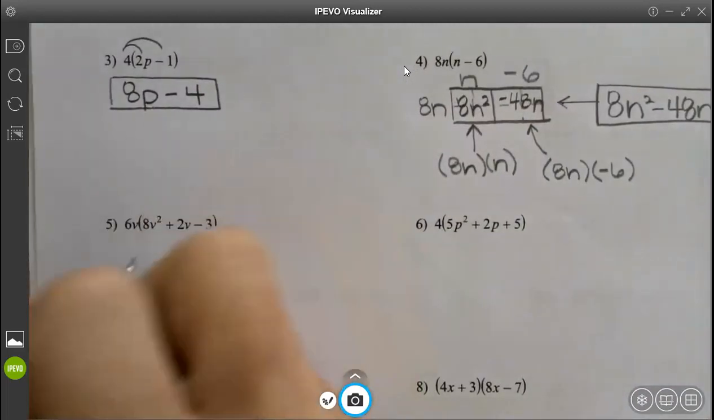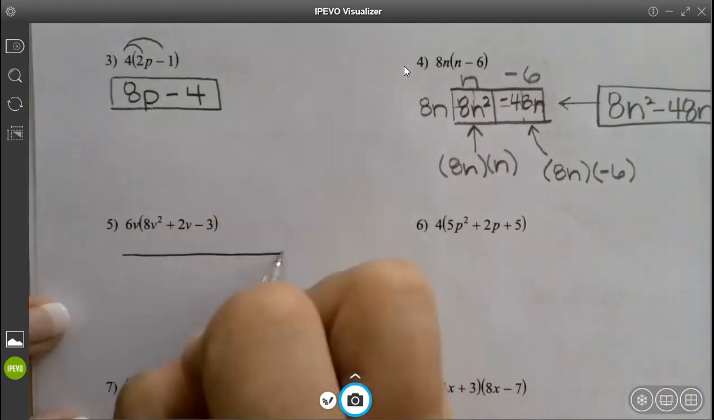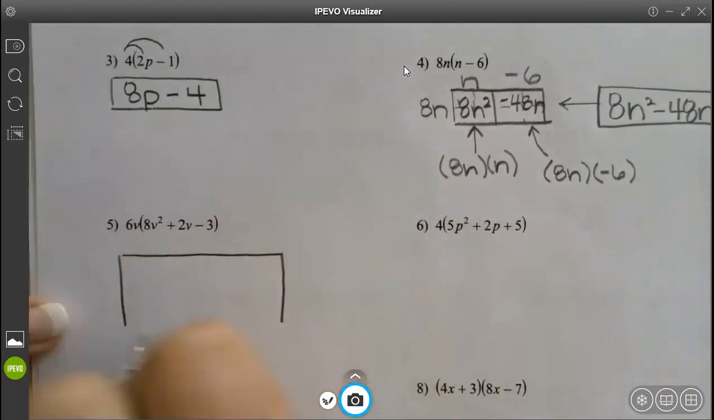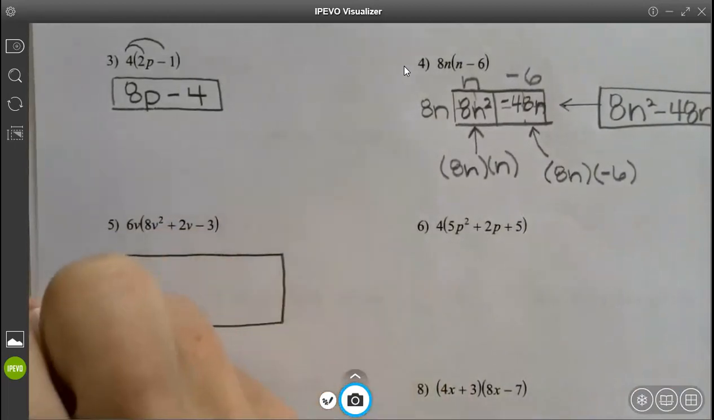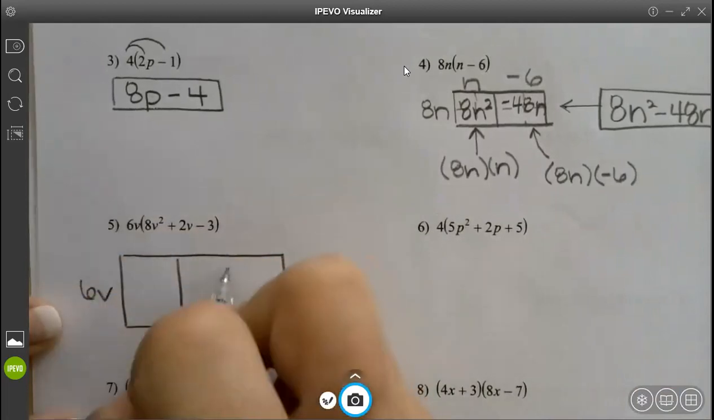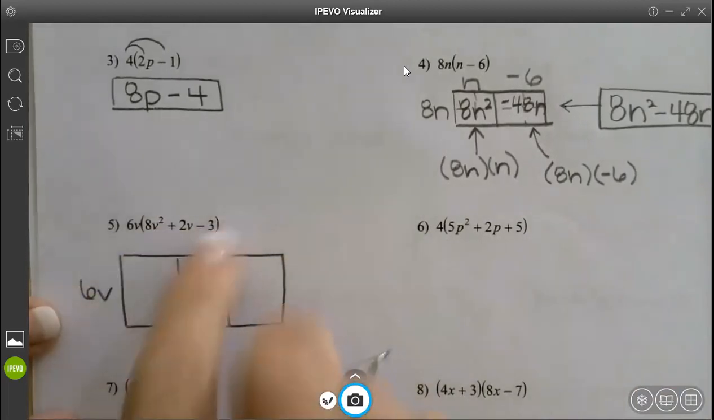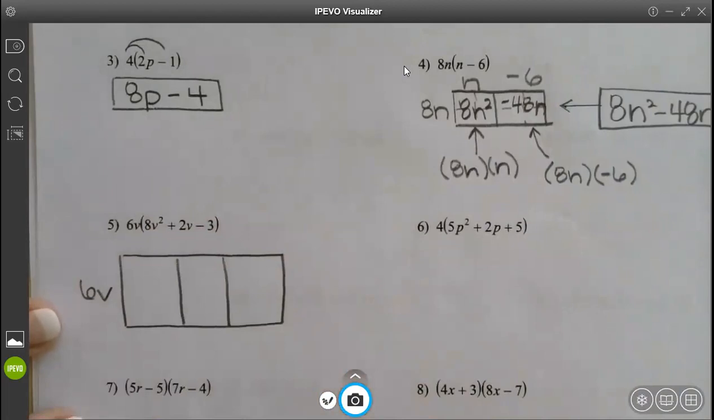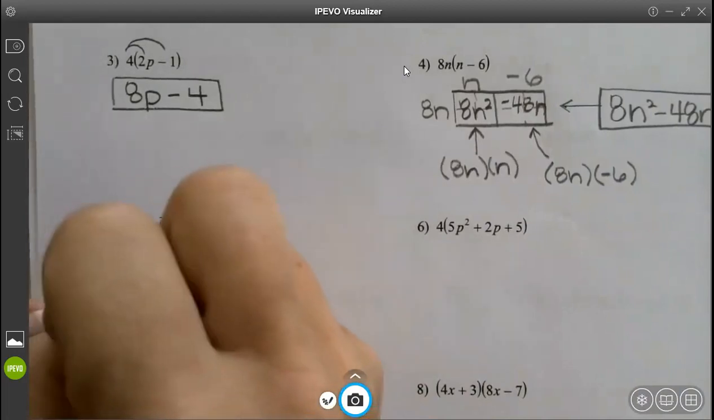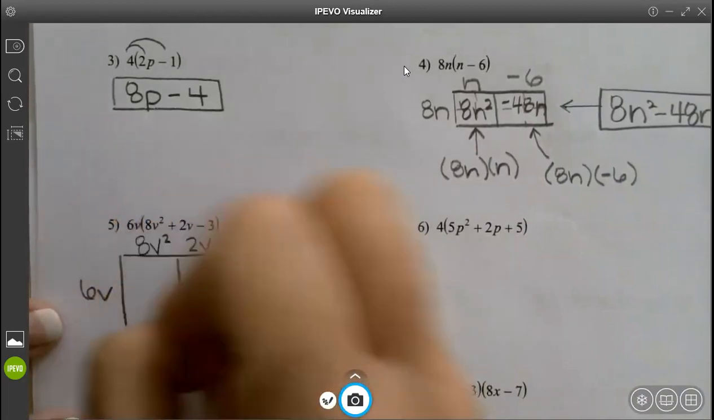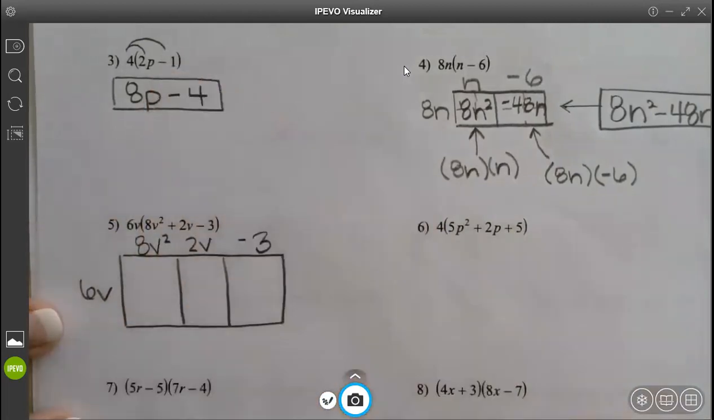All right, so same thing on this one. I'll make these boxes a little bit bigger so you guys can see. There's a 6v on the outside, but there's 3 terms in the parentheses, so I need 3 boxes. 8v squared, a 2v, and then because it's a -3, I'm going to write a -3.